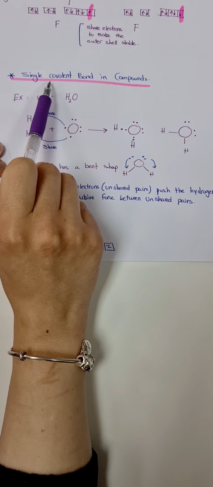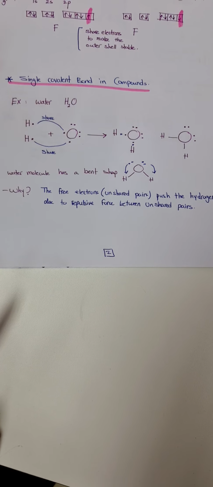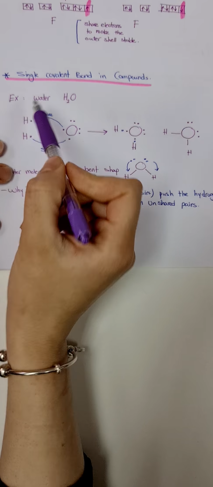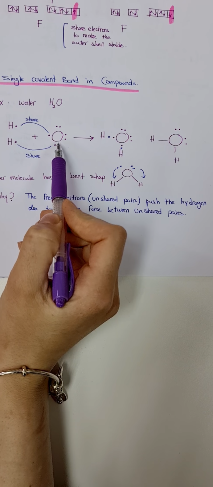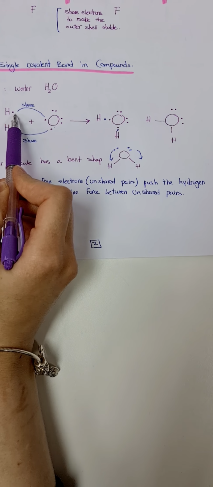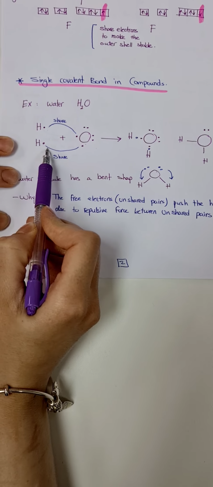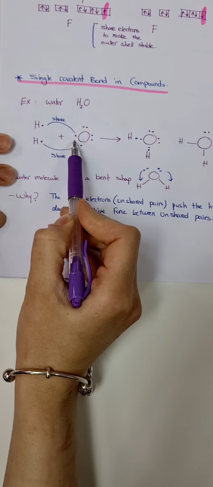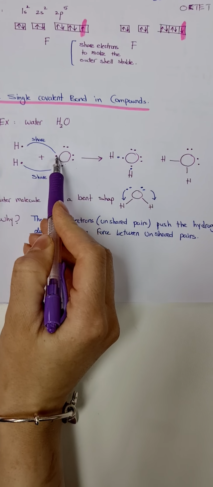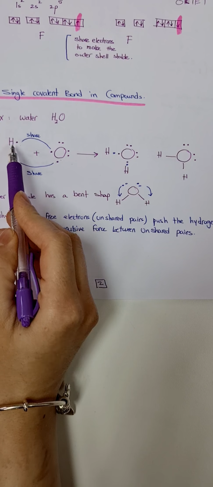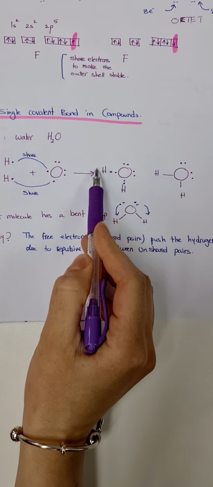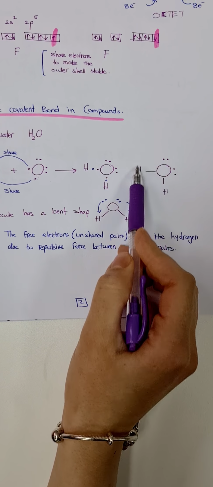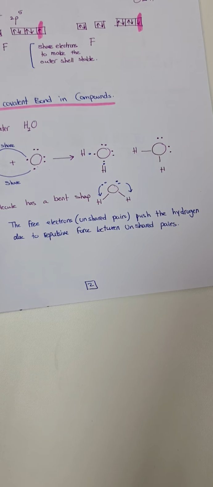Now, let's take single covalent bond in compounds instead of elements. Example, we have the water. Here the water has 2 hydrogens and 1 oxygen. If we do the dot structure, the hydrogen has 1, the other hydrogen has 1, and the oxygen has 6. So the oxygen has 2 free electrons. Each hydrogen will share this free electron to form this dot structure and to form this structural formula.